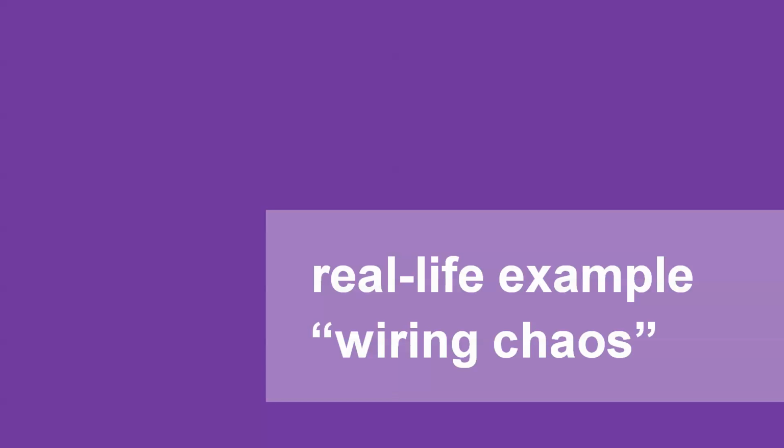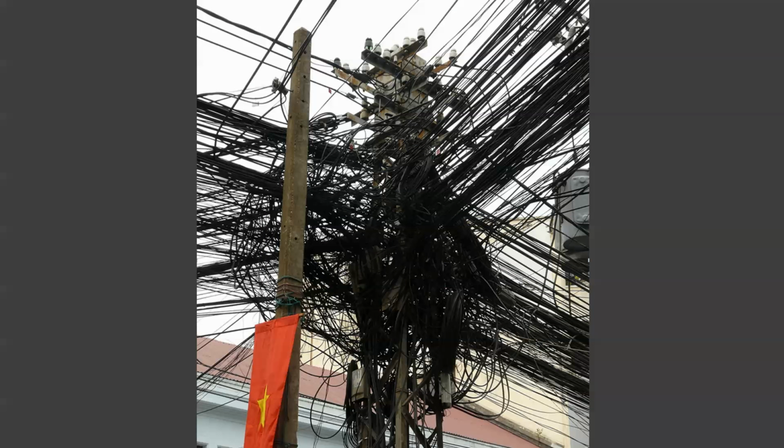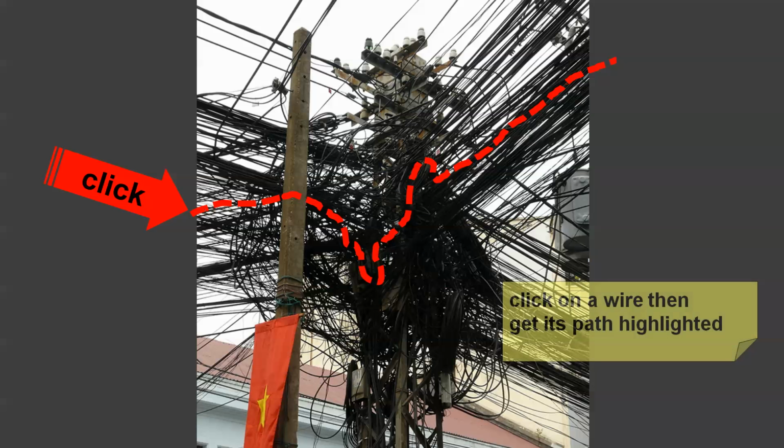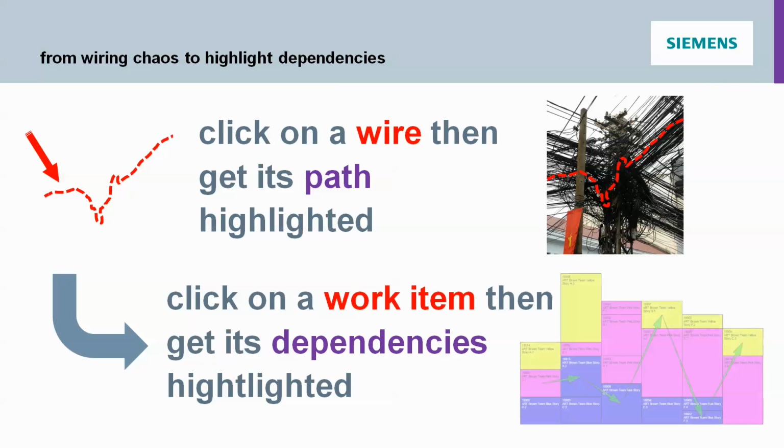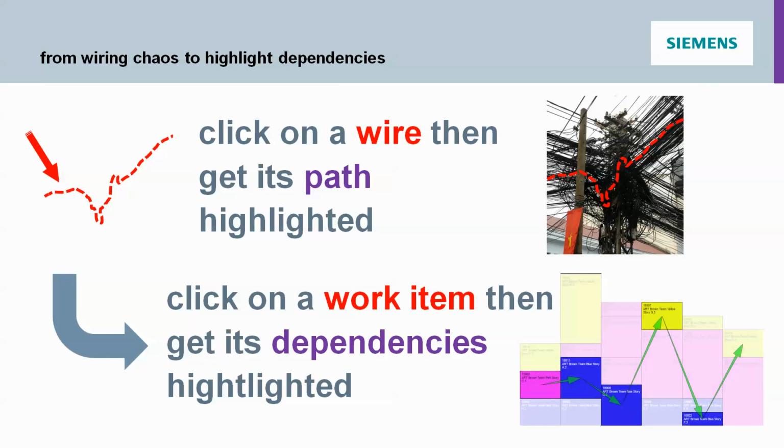First, let's go back and have a look at the real-life example, wiring chaos. So that's the picture I showed you before. Assuming you have to replace a broken wire, wouldn't it be nice to just click on a wire and you could see where it leads to? Would this make your life as a technician easier? So we took exactly this idea, from click on a wire and get its path highlighted, and derived it to click on a work item, then get its dependencies highlighted, as you see on this picture on the right.